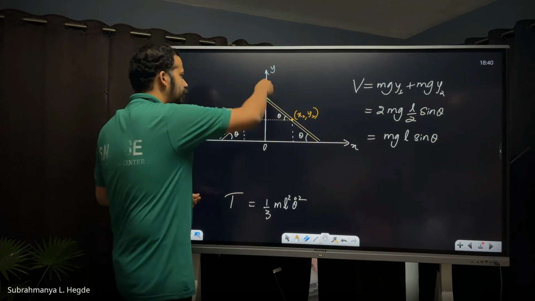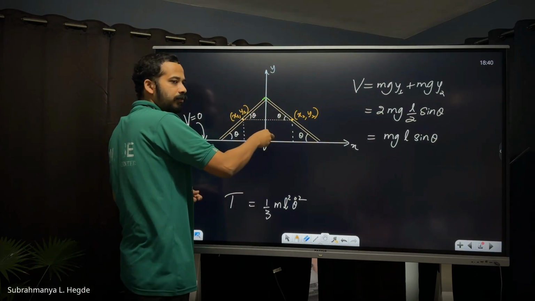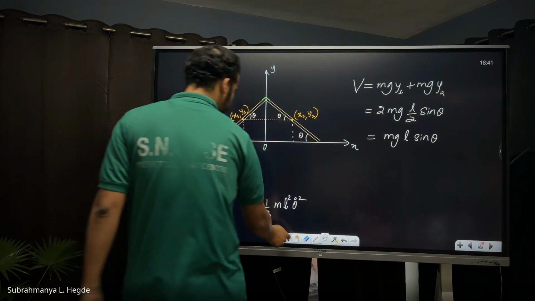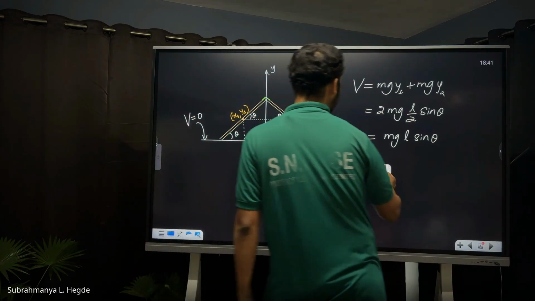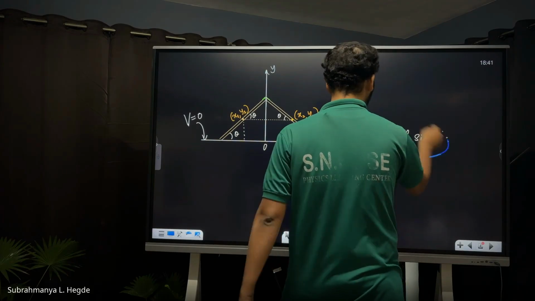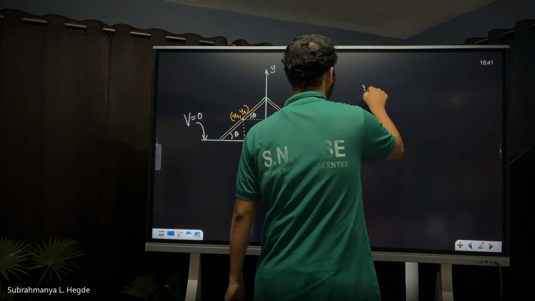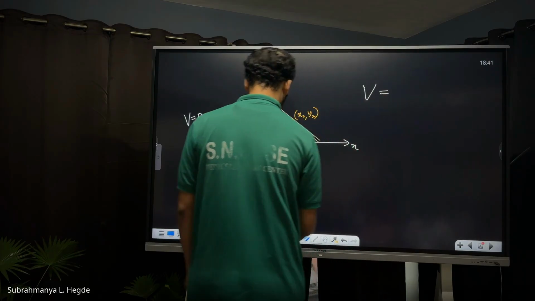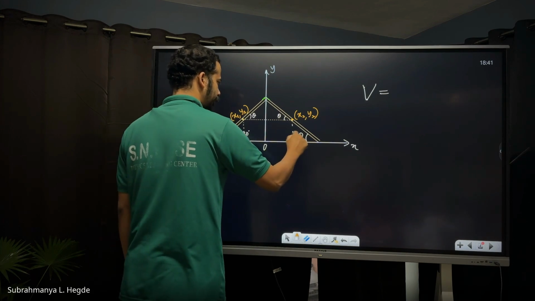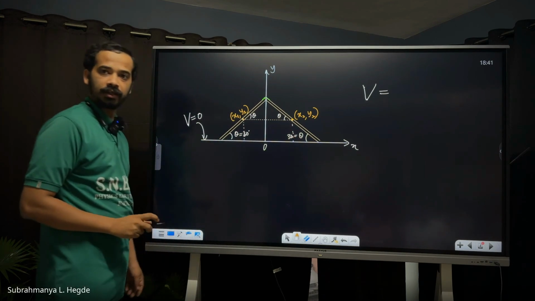He's asking, this is released from rest, when it hits the floor, what is the speed at which it is hitting? So that's the question he has asked. Now I'll just forget about everything. I'll first write the potential energy. What's the potential energy? He gave the initial angle also, 30 degrees. The 30 degree initial angle is also given.